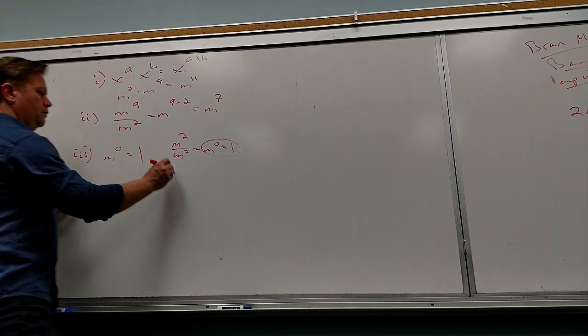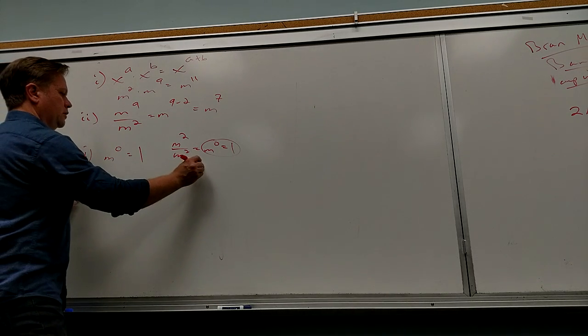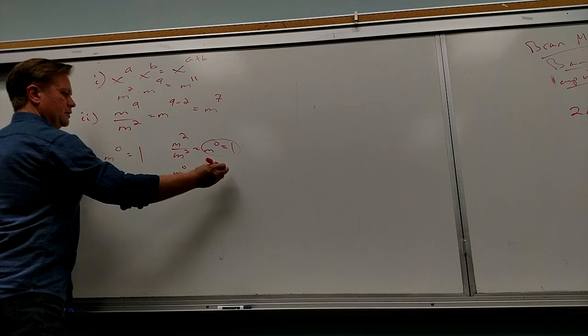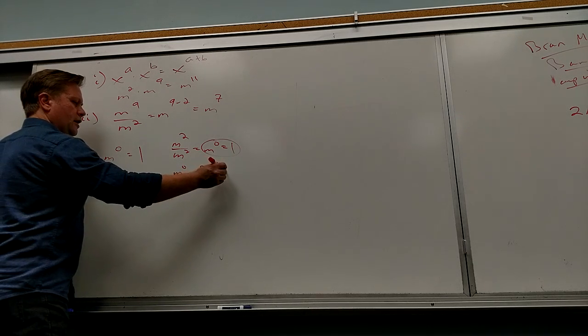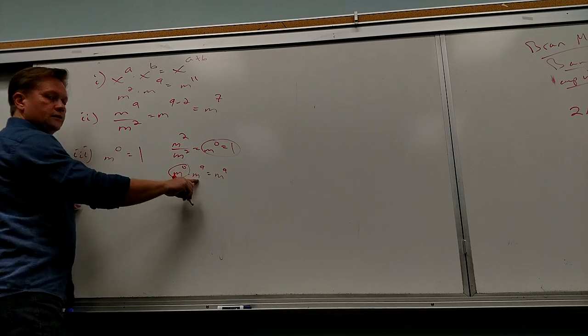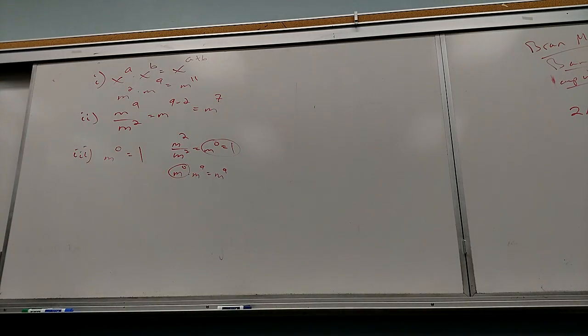Or you can look at it this way: when I multiply m to the 0 times m to the 9, I get m to the 0 plus 9, which is m to the 9. So what did this really do to this? Nothing. What's the only thing I multiply by that does nothing to it? 1. So there's 2 different ways to look at why anything to the 0 power is 1.